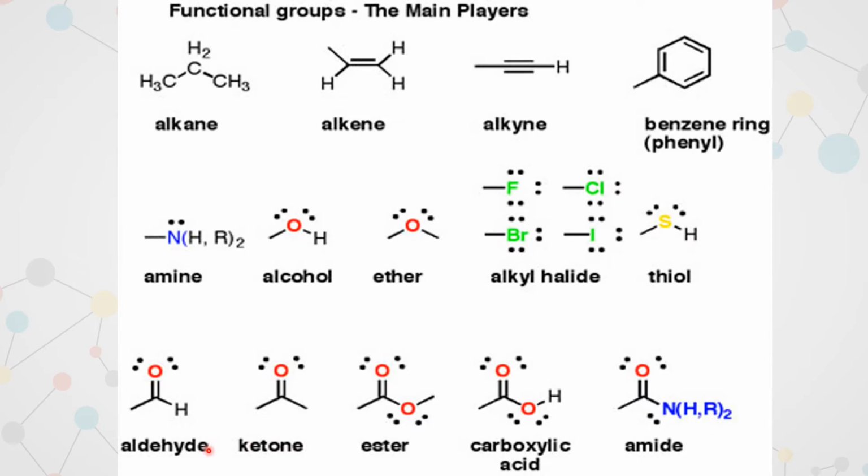We also have another functional group of organic compounds. It must have carbon, double bond with oxygen and hydrogen. So that is aldehyde. We also have ketone, double bond with O, and mainly it has carbon. We have ester, carboxylic acid, and amide. So these are the functional groups of organic compounds, mainly composed of what we call carbon.